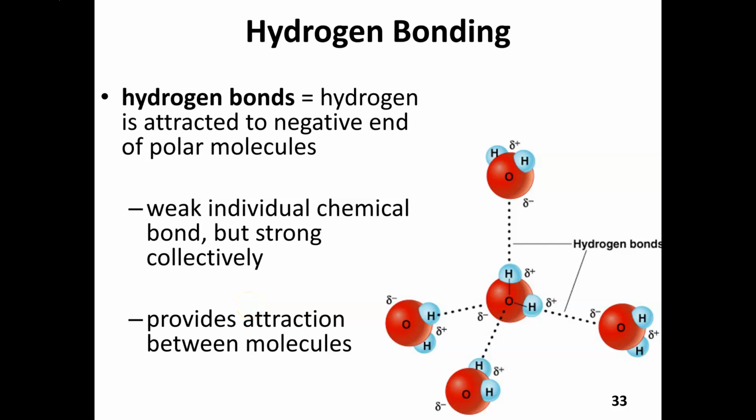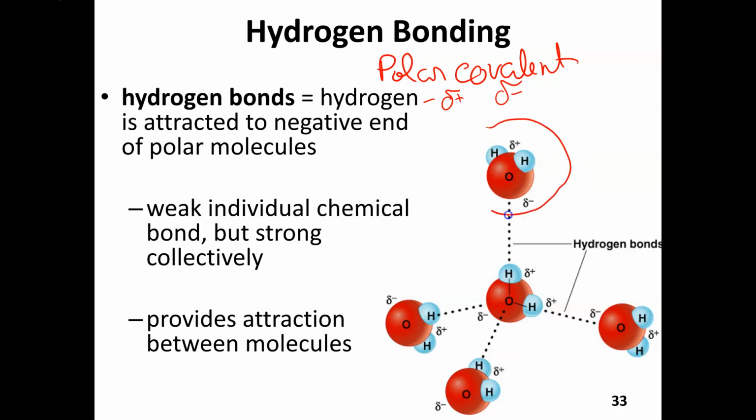Hi everyone, in this video we're going to be talking about hydrogen bonding and the importance of hydrogen bonding in characteristics of water. So hydrogen bonds are bonds that form between different polar molecules. So remember, we have polar covalent bonds, and in those bonds a portion of the molecule is going to be partially positively charged, and then another one is going to be partially negatively charged.